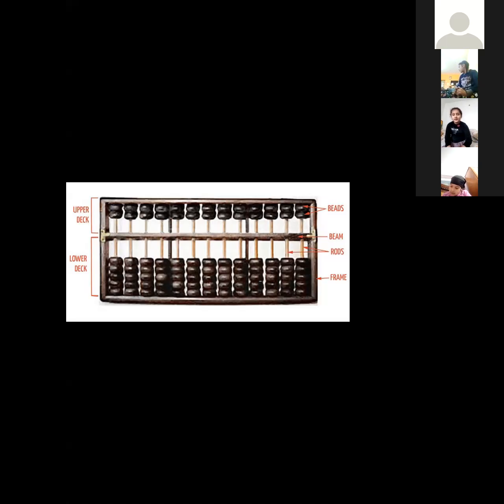Upper deck, lower deck. Beads, lower beads, beam. Beam, which is called a unit rod also. Next is frame, frame and rods.